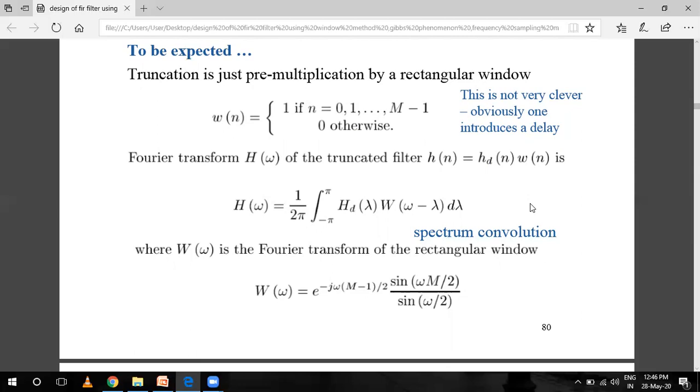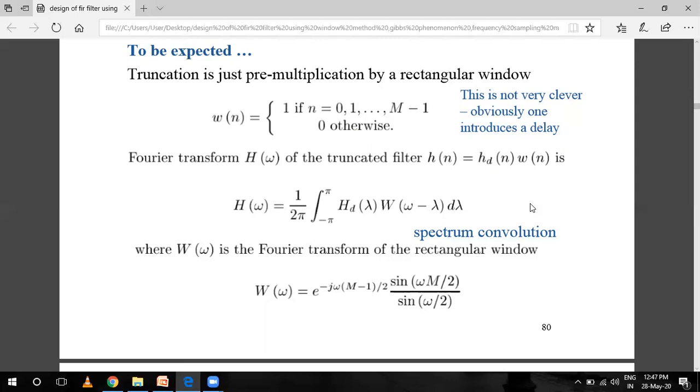The Fourier transform H(ω) of the truncated filter h(n) is equal to hd(n) times w(n). Remember that H(ω), the Fourier transform of the truncated filter, is equal to (1/2π) ∫ from −π to π of Hd(λ) W(ω − λ) dλ. This is my spectrum convolution.